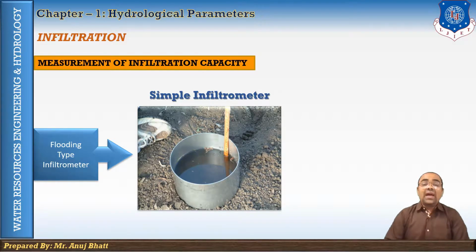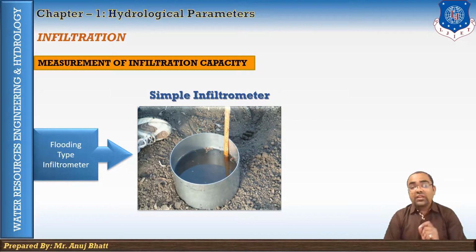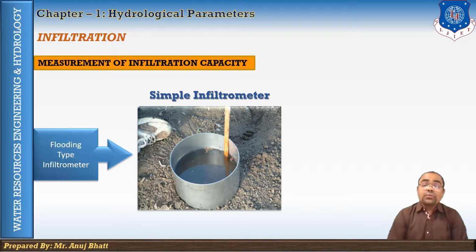The experiment is to be continued till a uniform rate of infiltration is obtained, and this may take 2 to 3 hours, depending upon the type of soil and the moisture available in that soil. A graph is to be plotted between the infiltration capacity and the time for better understanding of the infiltration effect. So this is the first flooding type infiltrometer, a simple infiltrometer.